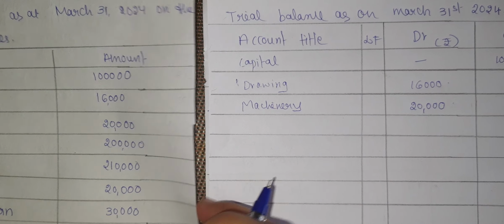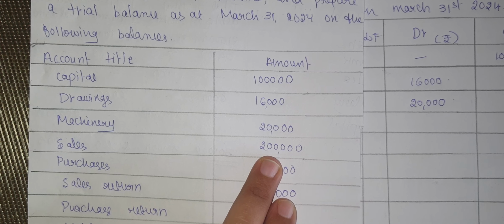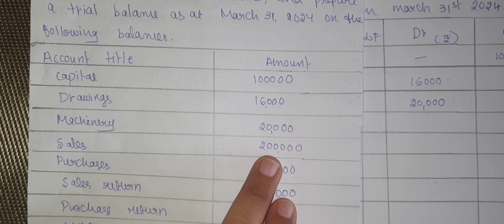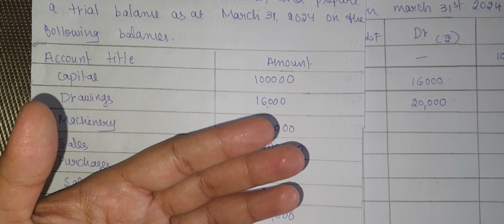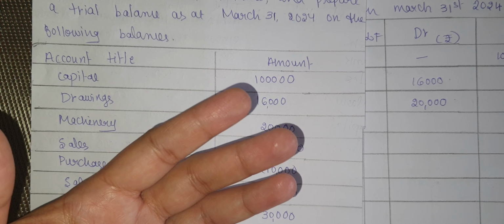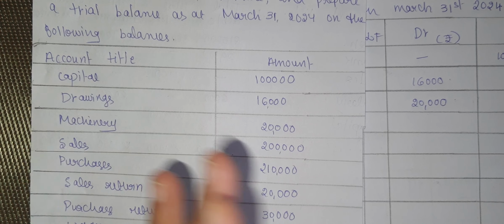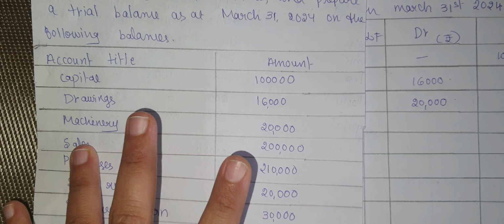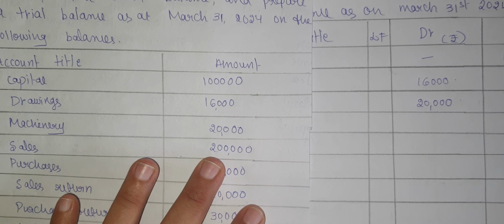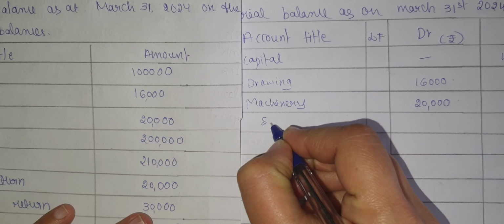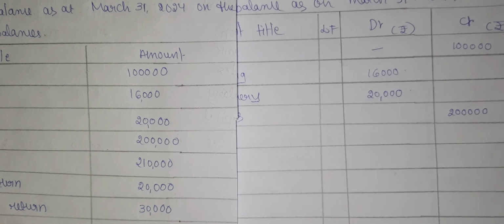Clear? Now, next one is sales. That is rupees 2 lakh. Sales appear on the credit side of the trial balance because revenue increases the equity. All the liabilities, equity or capital, revenue or income come on the credit side. So sales is revenue or income, so we need to record it on the credit side of the trial balance, that is rupees 2 lakh.